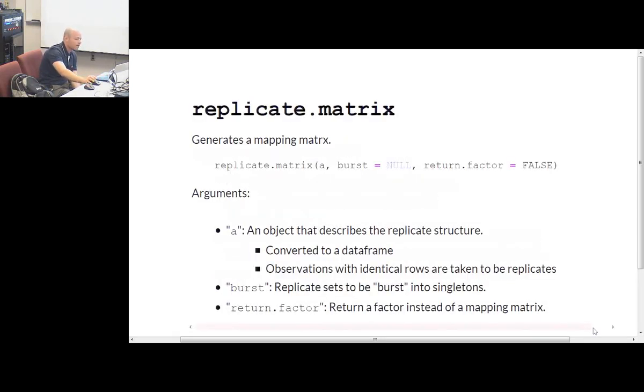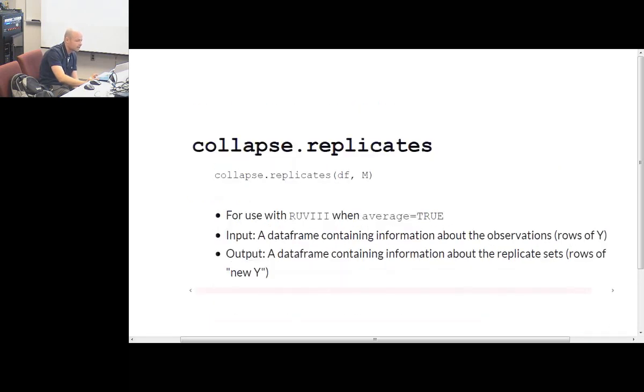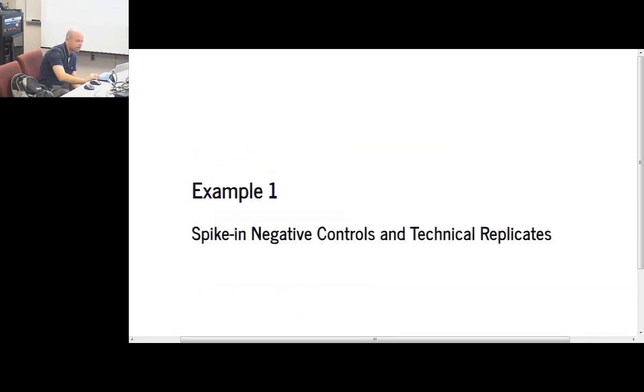Okay, there's a function here that helps you create these mapping matrices. I'll skip over that. It's in the documentation, but I want to at least show some results here. In this first example, I'm going to have as my negative controls the spike-ins, and as my replicates I'm going to have the technical replicates. So the same tissue samples, but at the 3 different labs.